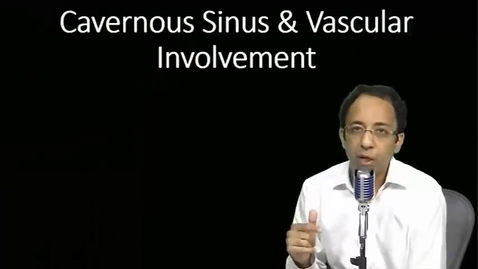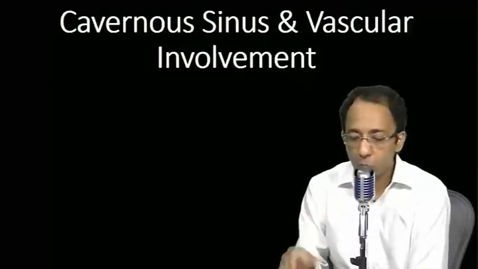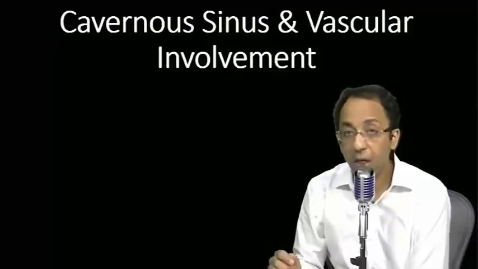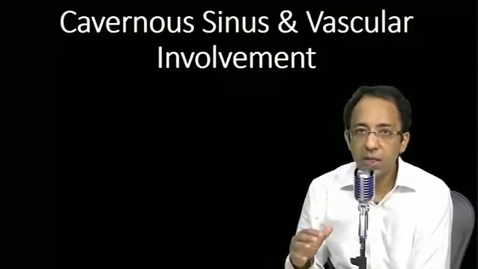Okay, are you clear? Okay, but do not forget mucormycosis can also lead to cavernous sinus and vascular involvement. So let me show you how it really looks like. You can see there is enhancing soft tissue here in the sinus. Okay, this is the normally enhancing cavernous sinus. On the involved side, the cavernous sinus looks bulky, as well as there are filling defects. So there is a cavernous sinus.